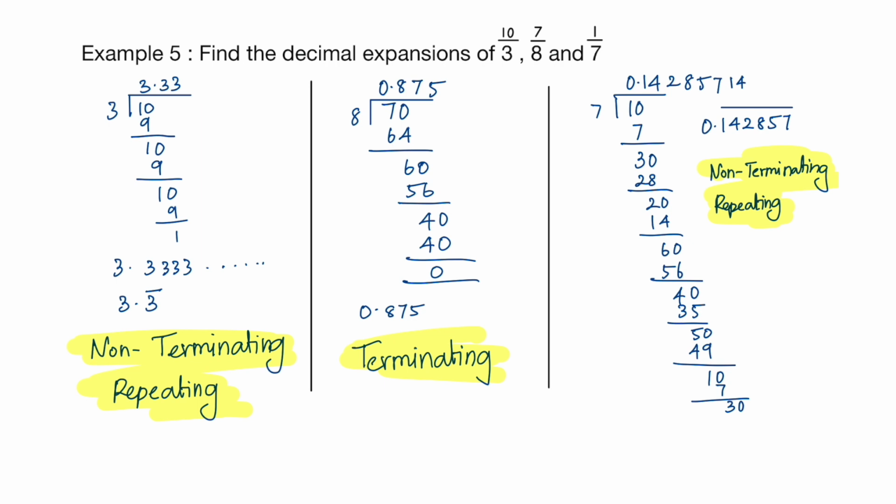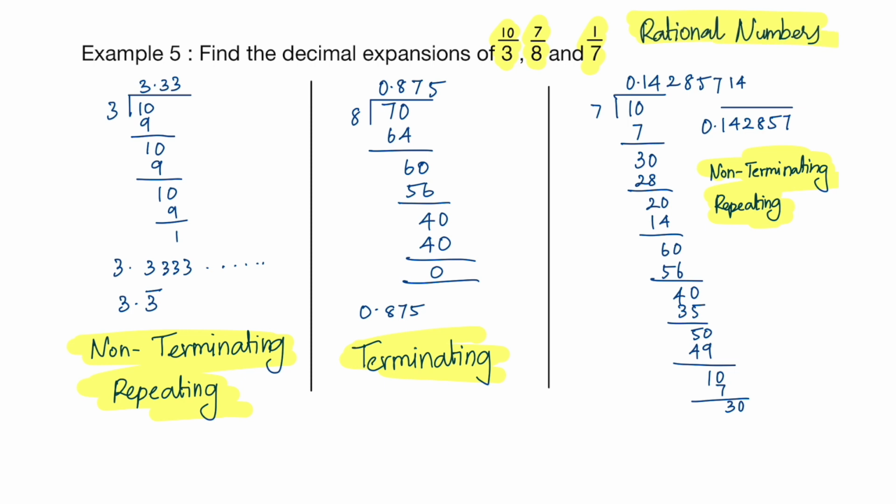Now we had three cases. The first one is non-terminating and repeating, 3.3 bar. The second one was terminating, 0.875, and the third one was also non-terminating but repeating, which is 0.142857 bar. So the entire section is going to repeat. Now the three numbers here, 10 by 3, 7 by 8 and 1 by 7, these three are rational numbers, right? We know that.